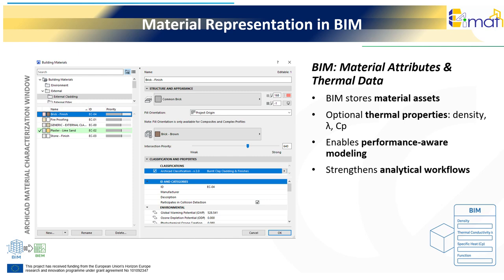While these inputs are optional for standard design documentation, including them enriches the model and improves its usefulness for performance-related workflows. With accurate data, preferably obtained from testing or verified product specifications, the BIM model becomes a more reliable foundation for later analysis. The important point is that BIM can hold both physical identity and performance information, making it possible to support energy analysis more effectively.